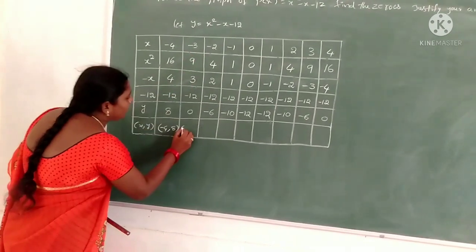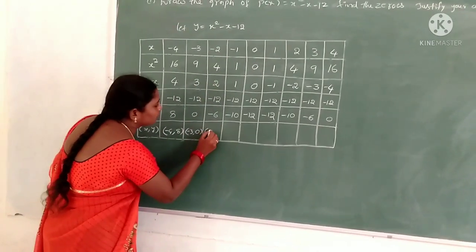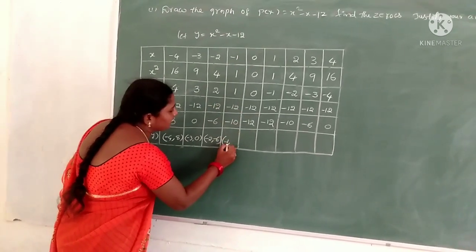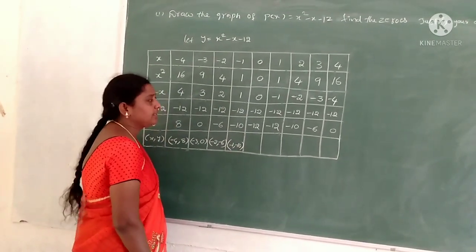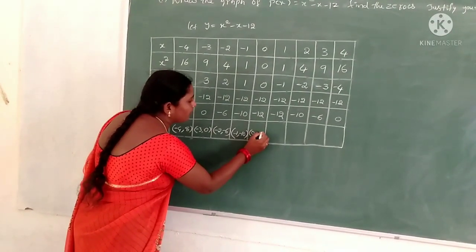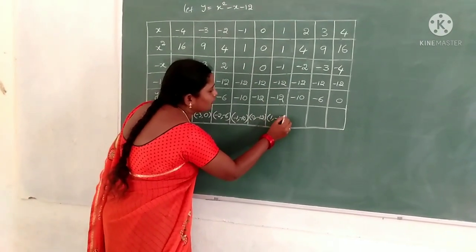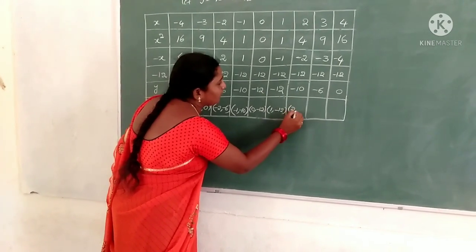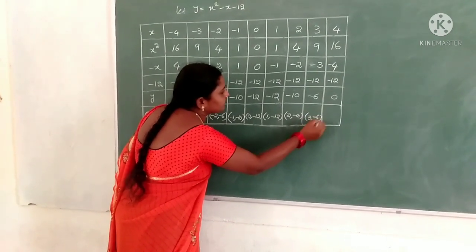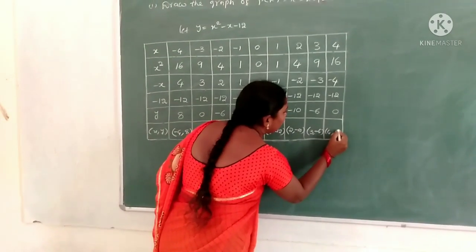Next, minus 3, we get the y value 0. Next, minus 2, y value minus 6. Next, minus 1, y value minus 10. Next, x value 0, y value minus 12. Next, 1, minus 12. Next one, 2 comma minus 10. Next one, 3 comma minus 6. And last, 4 comma y value 0.